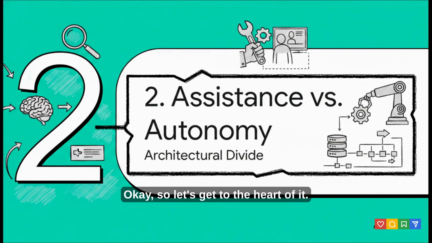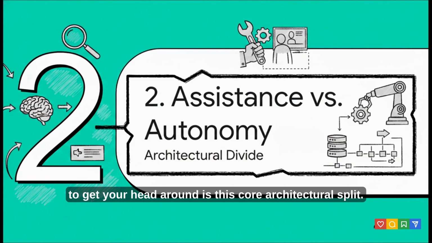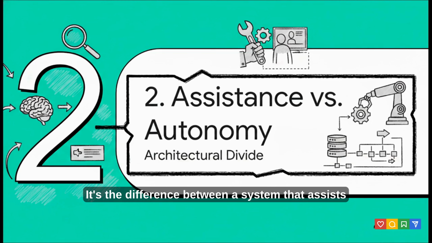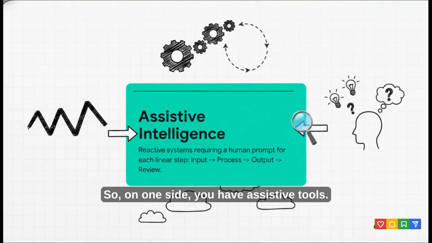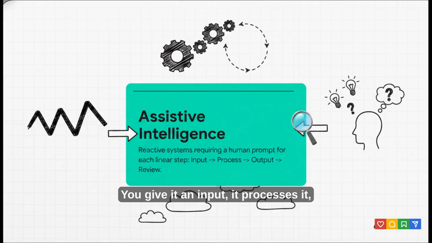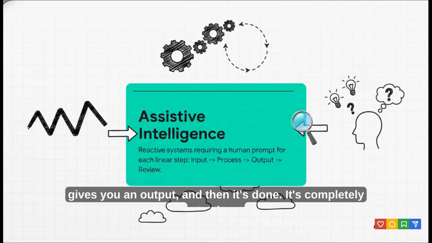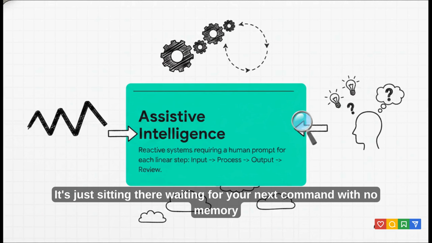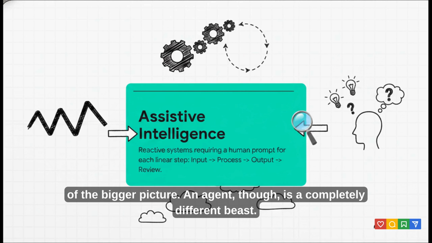Okay, so let's get to the heart of it. The single most important concept to get your head around is this core architectural split. It's the difference between a system that assists a human and a system that acts for a human. Everything else we're going to talk about stems from this one fundamental divide. So on one side, you have assistive tools. Think about ChatGPT or a typical Copilot. They are fundamentally reactive. You give it an input, it processes it, gives you an output, and then it's done. It's completely stateless. It's just sitting there waiting for your next command with no memory of the bigger picture.